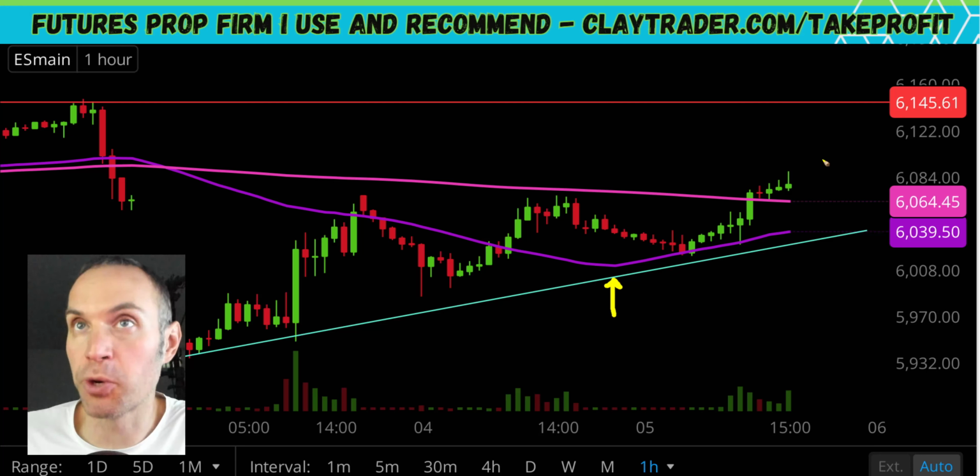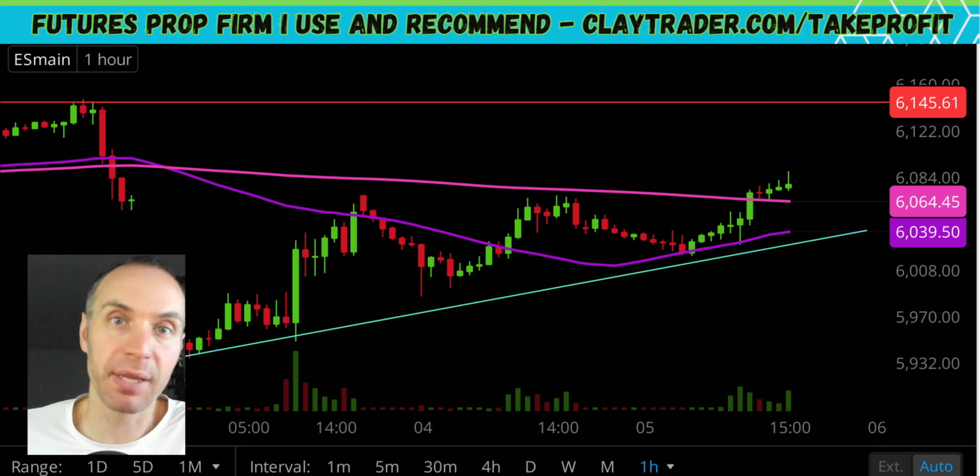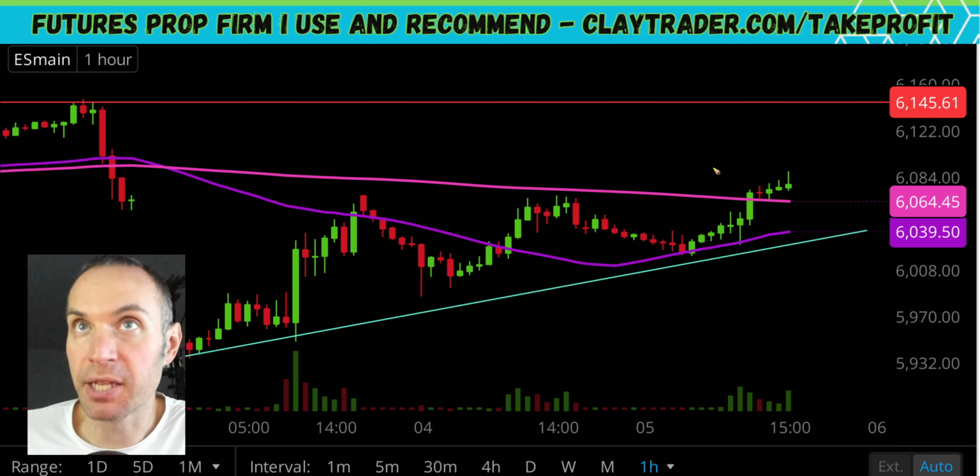So if there are any sort of pullbacks, the two main areas of support that I would keep a close eye on are that purple line there, 50-period, and then, yes, the trend line right there. Now, the one dynamic that occurred today, which was very solid, is the price has now been able to get back above the pink line, which you now know is that 200-period moving average.